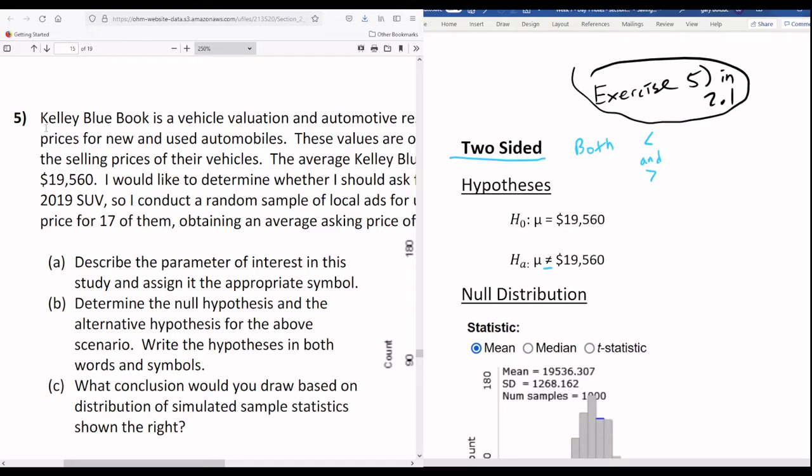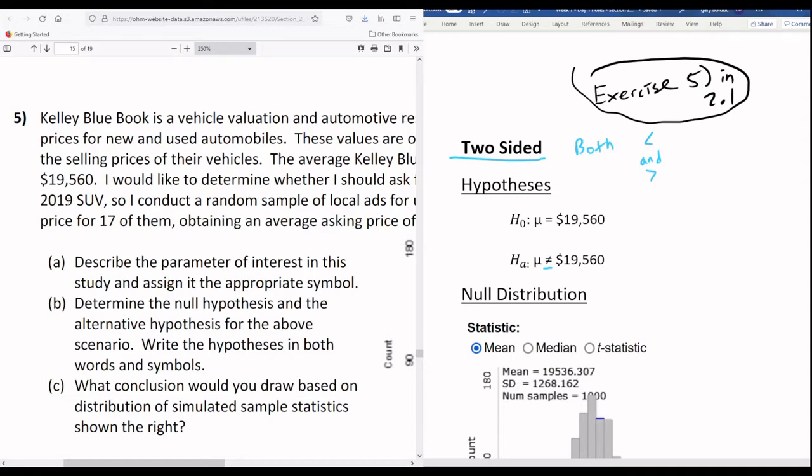This is the Kelley Blue Book example. I think this has been in a couple of problems so far. Kelley Blue Book tells you what the value of your vehicle is depending on how old it is, its condition, and stuff like that. Many people use Kelley Blue Book to buy and sell cars, and we're interested because we want to sell our SUV. We have a 2019 SUV we want to sell, and we want a selling price that's similar to what other SUVs are in our area.